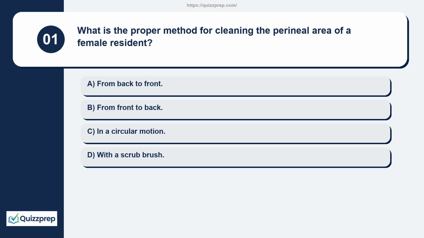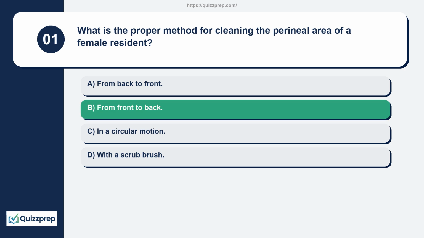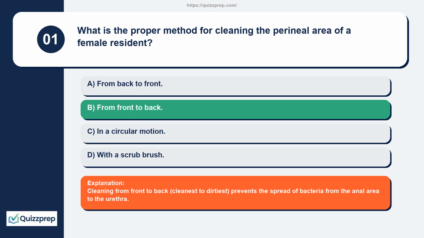Question 1. What is the proper method for cleaning the perineal area of a female resident? From back to front, from front to back, in a circular motion, with a scrub brush. Cleaning from front to back, cleanest to dirtiest, prevents the spread of bacteria from the anal area to the urethra.